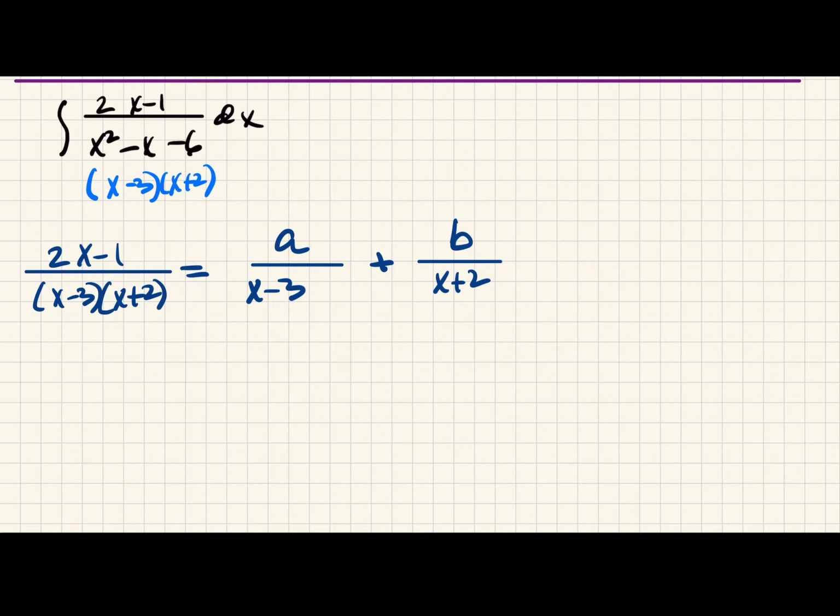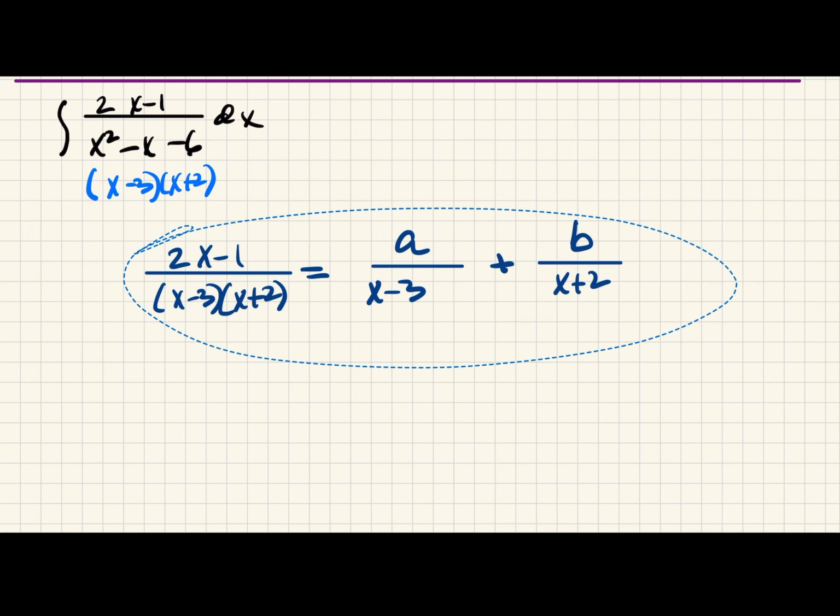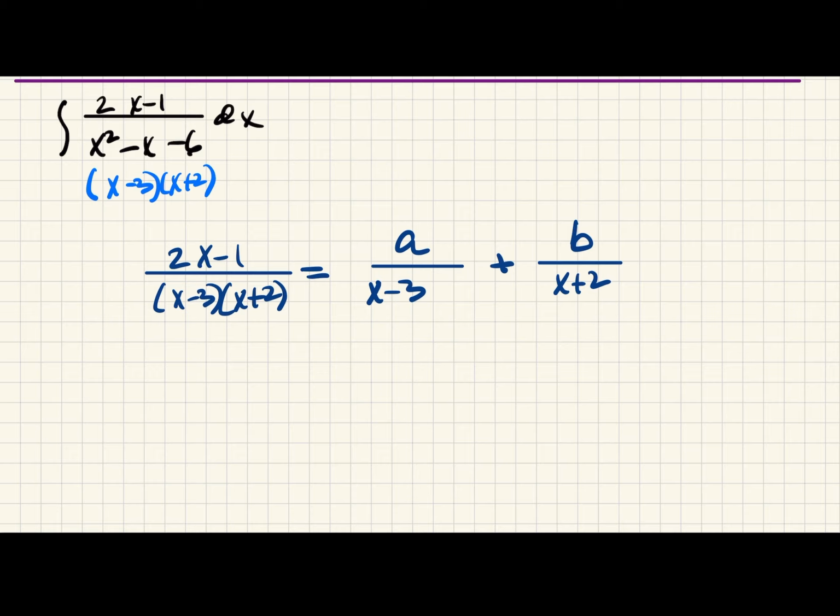Okay, I still need to know what A and B are. Well, let's think about this. When you have a rational equation, how do you solve it? Aren't you just compelled to get rid of the fractions altogether? So you multiply both sides by the lowest common denominator of all the fractions in the whole thing, right? So I'd have x minus 3, x plus 2.